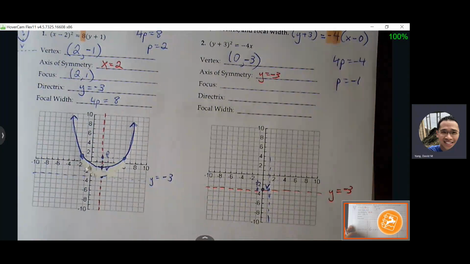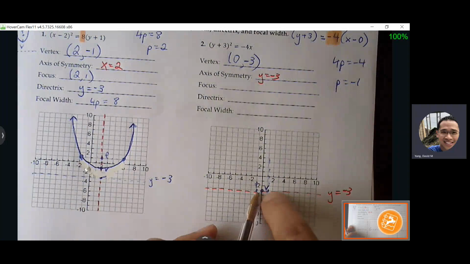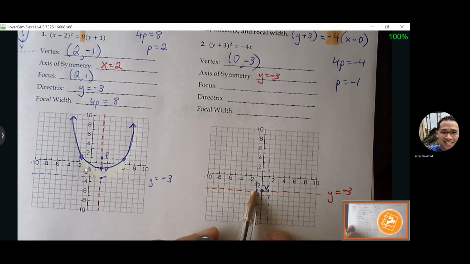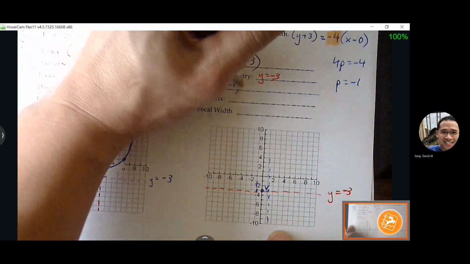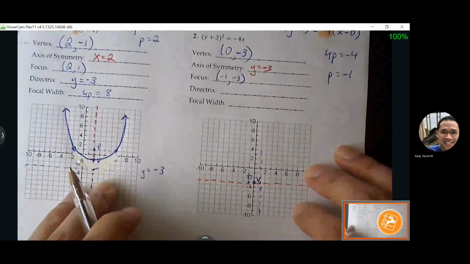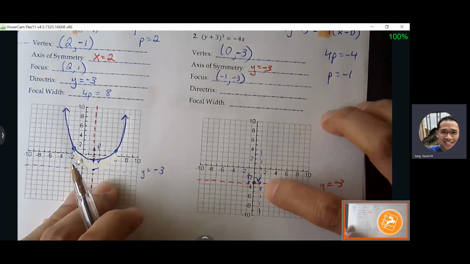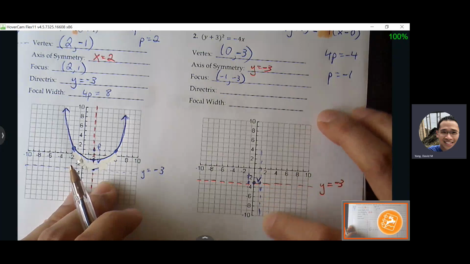Okay, so my focus is one unit away from my vertex. We can just count. What's the unit? What's the ordered pair for that focus? -1, -3. Directrix is one unit away from the vertex on the other side.